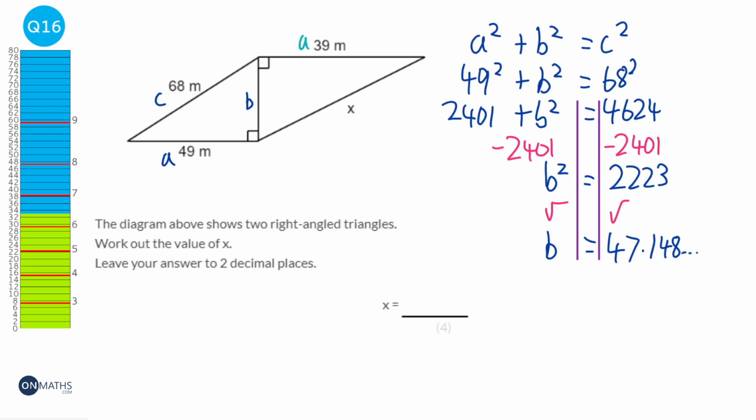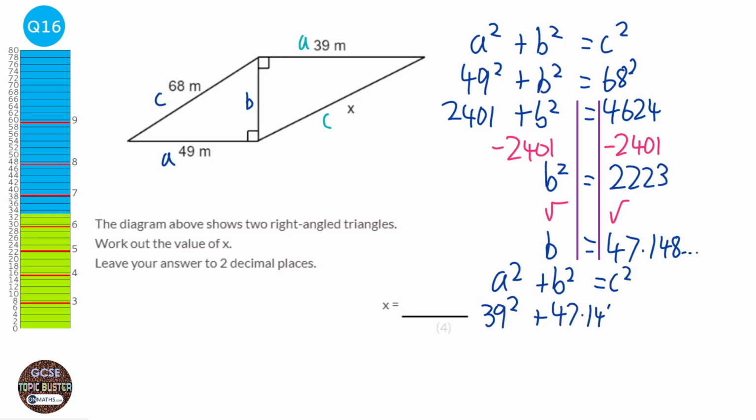we've got our B, and we're going to call X the C. So it'd be A squared plus B squared equals C squared, but this time A is 39. B we are given as 47.148, we've just worked that out. And we're looking for C, in fact we can call it X now.